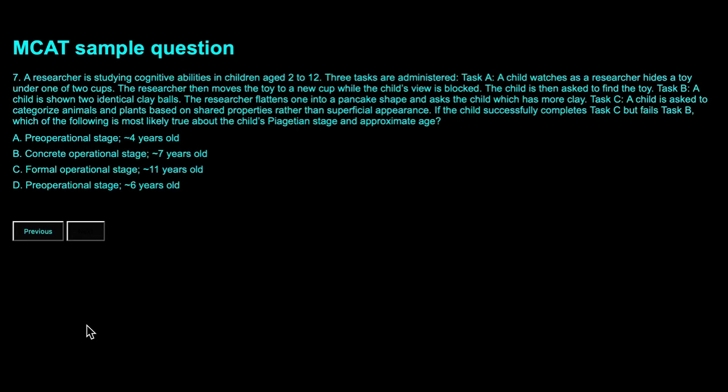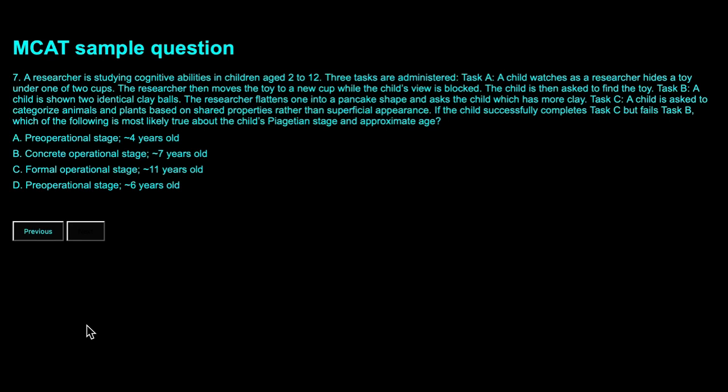Next, a researcher is studying cognitive abilities in children aged 2 to 12. These tasks are administered. Task A. A child watches a researcher hide a toy under one of two cups. The researcher then moves the toy to a new cup while the child's view is blocked. The child is then asked to find the toy.